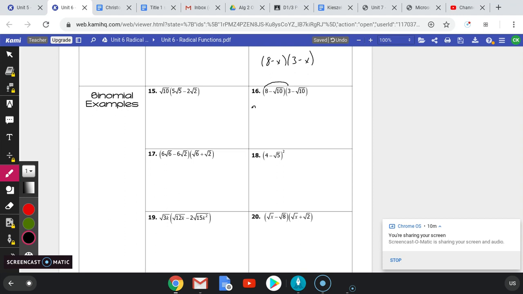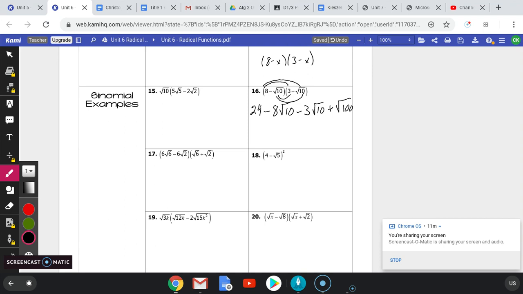8 times 3, 24. 8 times negative square root 10. Well, the 8 and the 10 cannot combine because one's outside, one's inside. So that just becomes minus 8 square root 10. Negative square root 10 times 3 is the same concept, so minus 3 square root 10. And then what's negative square root 10 times negative square root 10? Well, what's happening here is I get plus square root of 100, because of the same indices, I can multiply the insides.